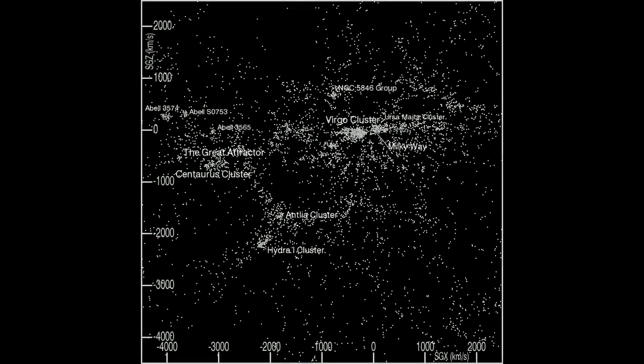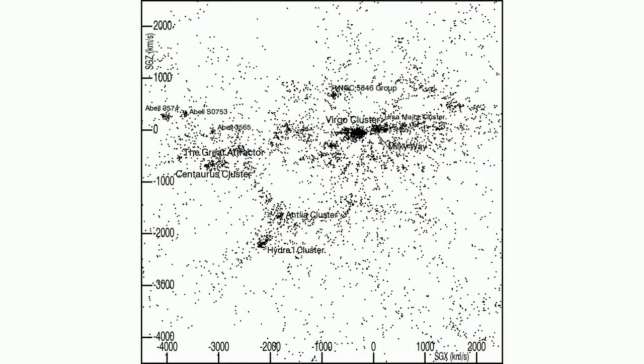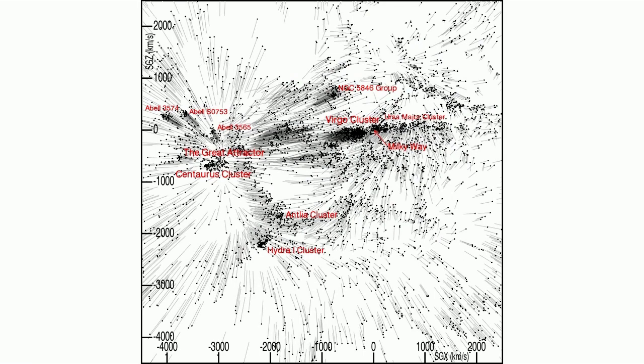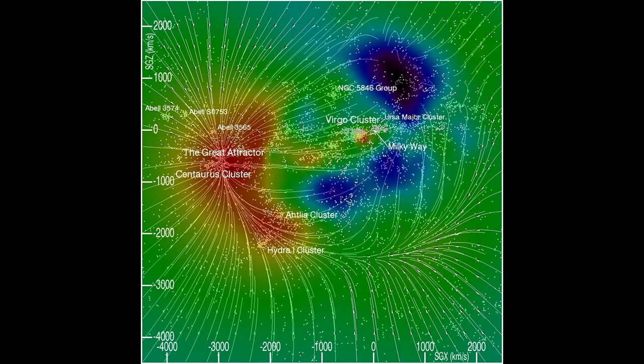Let us rotate again and consider another slice through the galaxies. We can see the wall of structure running from Centaurus and Antler through Virgo and Ursa Major. We look again at the velocity and movements of the galaxies. Again, we see the importance of the region around the Centaurus cluster. Finally, we take another view of the galaxies.